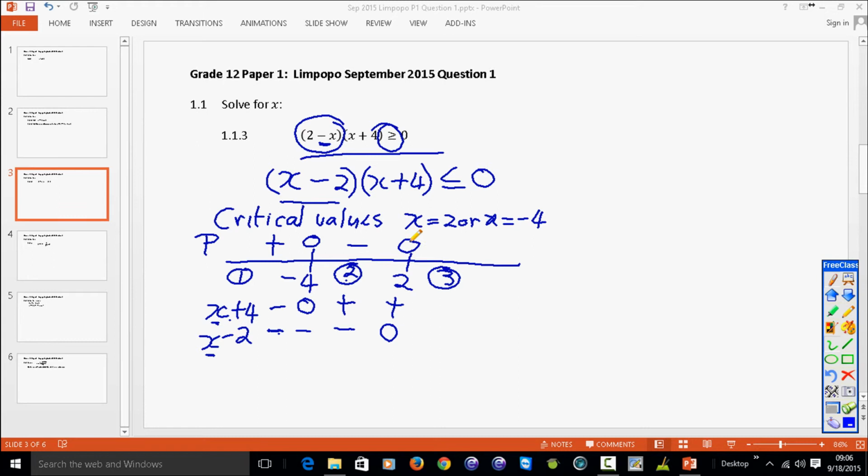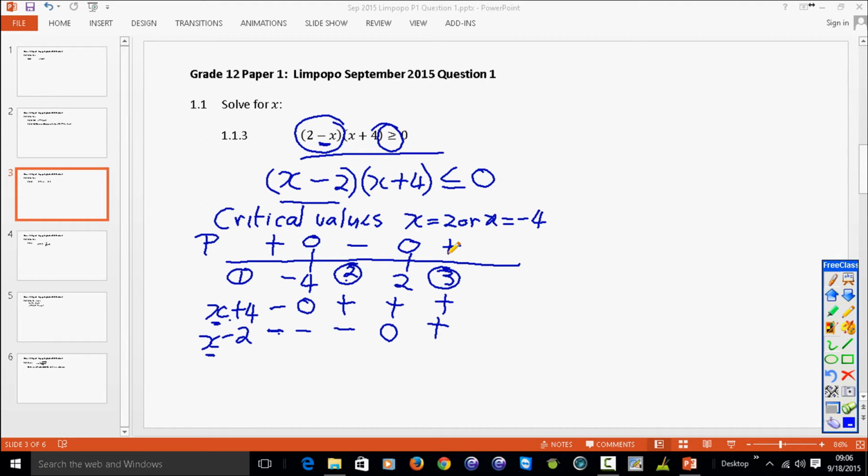If you go to region number 3, and you choose a number from that region, like 10, you put 10 in the place of the first factor's x there. You get 14, which is positive. You put 10 in there, you get 8, which is positive. Positive times a positive, the answer is positive.